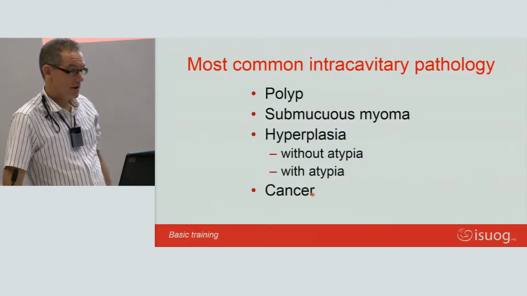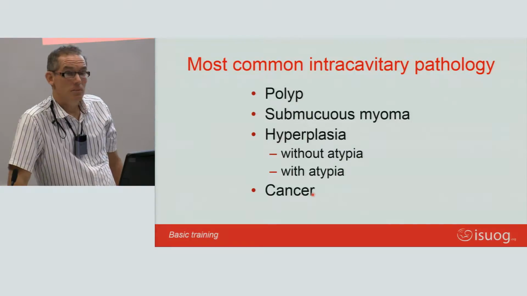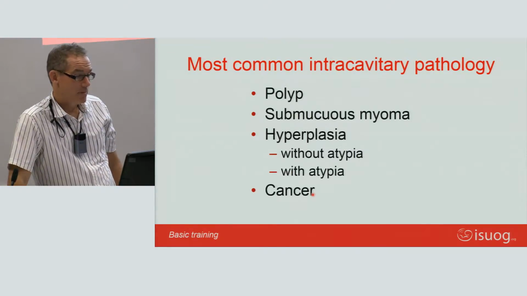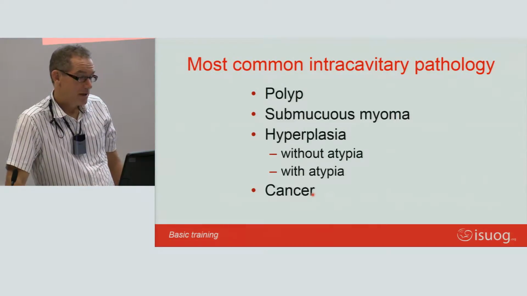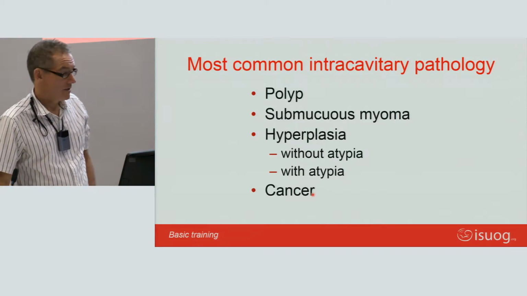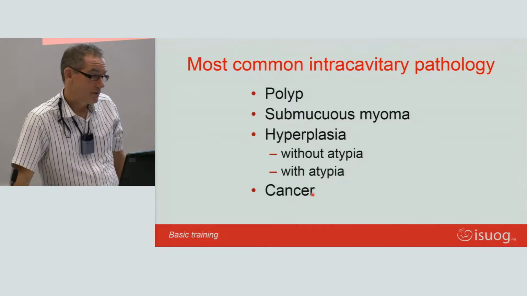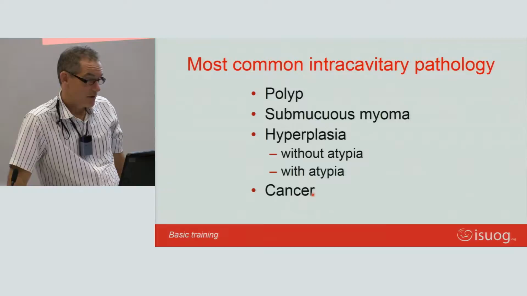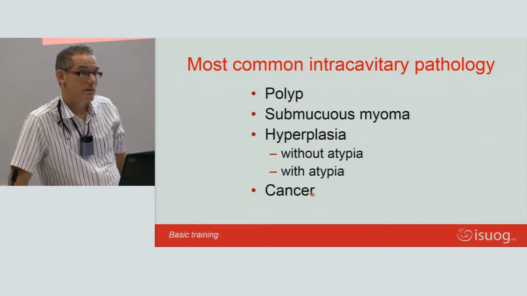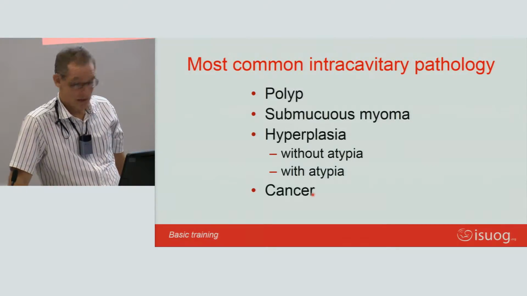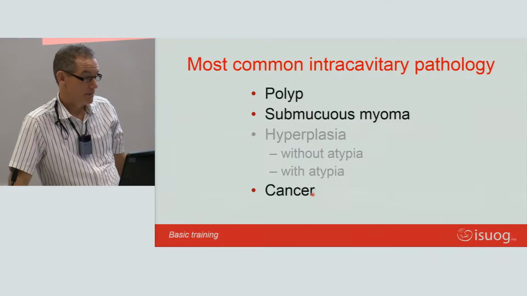The most common intracavitary pathology would be a polyp, submucous myoma, hyperplasia, and cancer. Currently there are no ultrasound features that are suggestive of hyperplasia. So effectively you can only tell the difference between a polyp and a submucous myoma, while your hyperplasia and your cancer have a very similar ultrasound appearance.